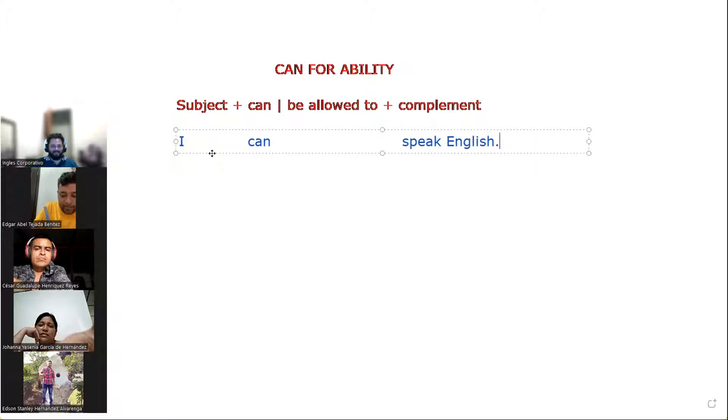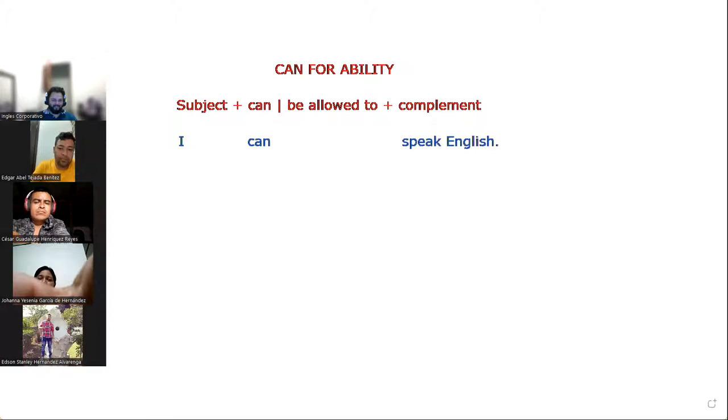All right, I want to talk about this example. It's not incorrect, okay? It's not incorrect, but what's wrong with this, guys? There's something wrong.